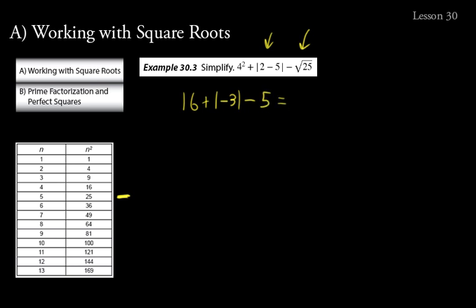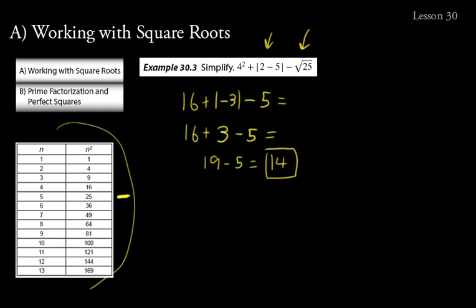Okay, let's keep simplifying. 16 plus absolute value of negative 3 is just the number, right? We're just focused on the number there, so the number is 3. We don't worry about the sign inside. So we say plus 3 minus 5. Add in pairs: 16 plus 3 is 19, minus 5. 19 minus 5 is 14. So there's our answer.